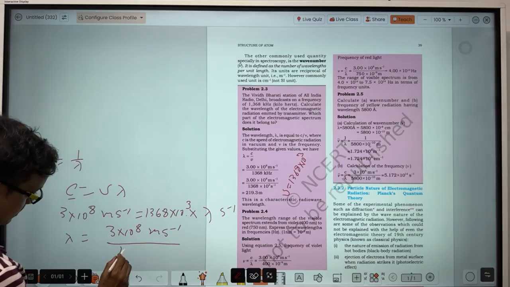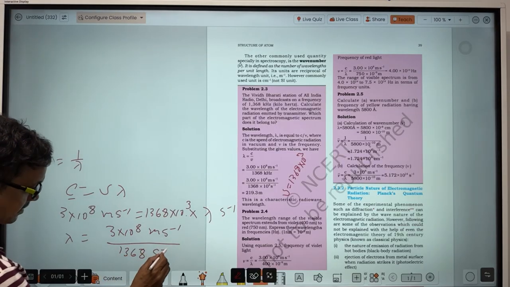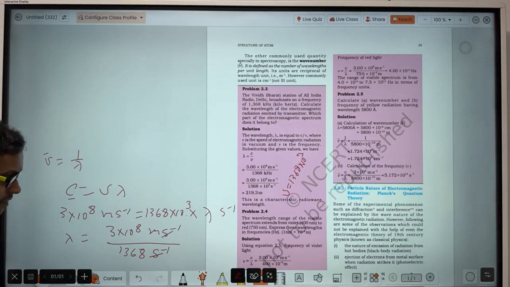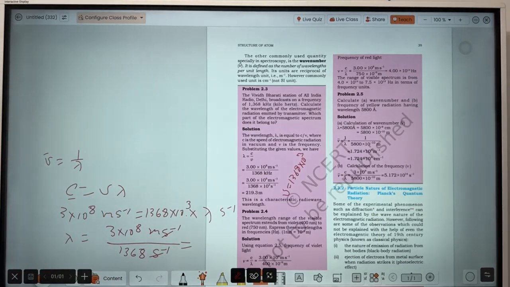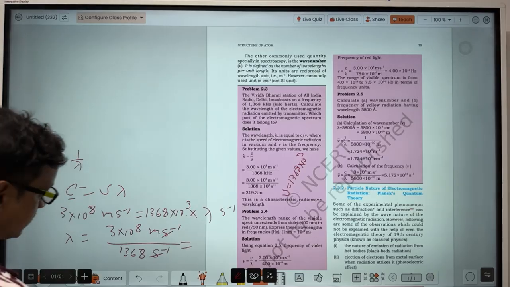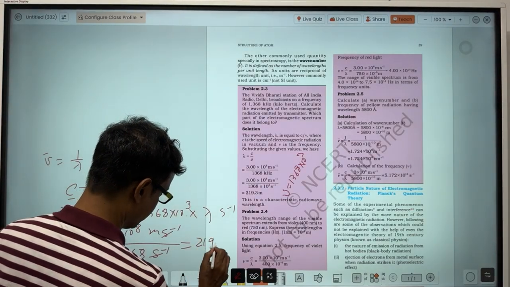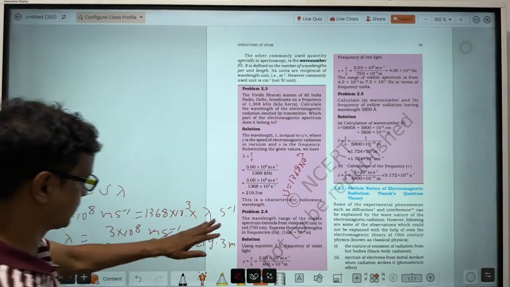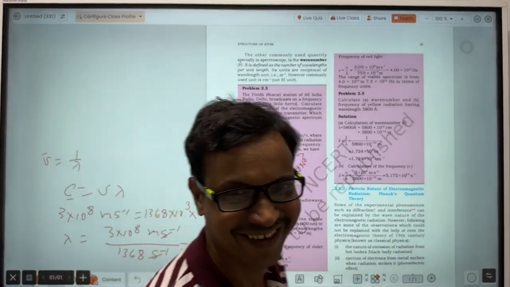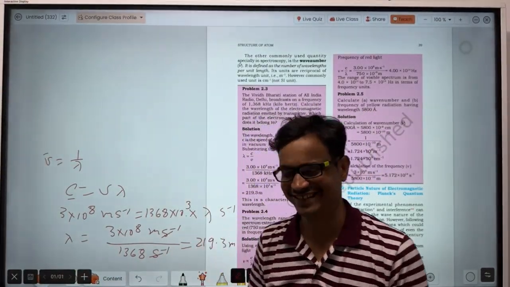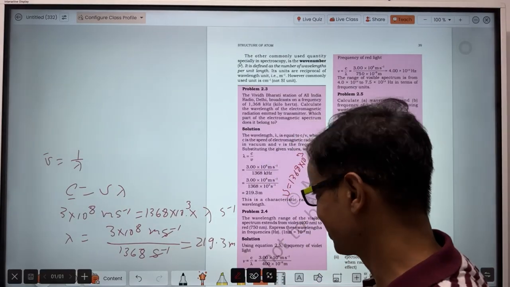divided by 1368 second inverse. So second inverse cancels out. After solving this, it will come to 219.3 meter. So that will be the wavelength. Not a very easy question. Now let's see the second question.